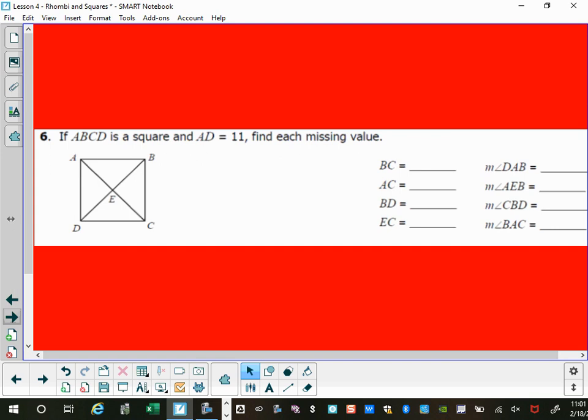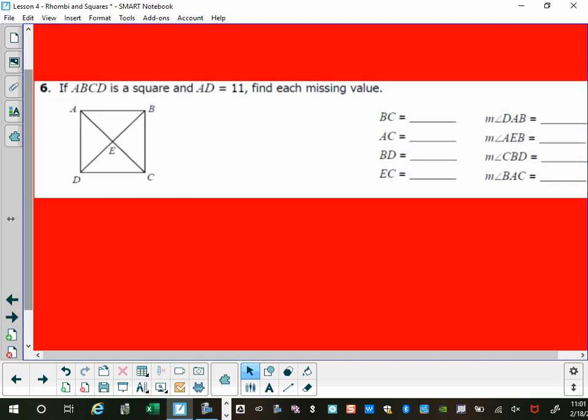So number 6, it says if ABCD is a square and AB equals 11, find each missing side. Well, if it's a square, all my sides are going to be congruent, right? So all of my sides are going to be 11. We learned that in elementary school. What kind of angle do I have at each corner for a square? A right angle.